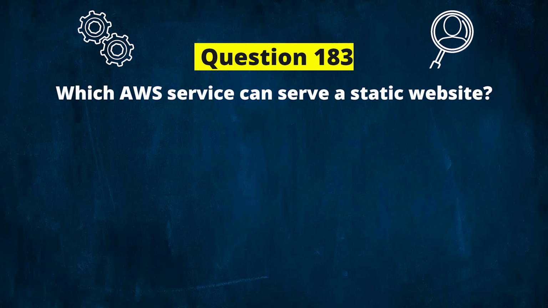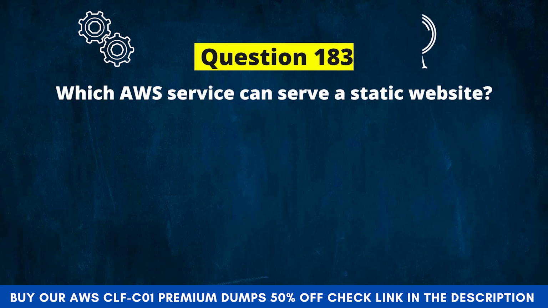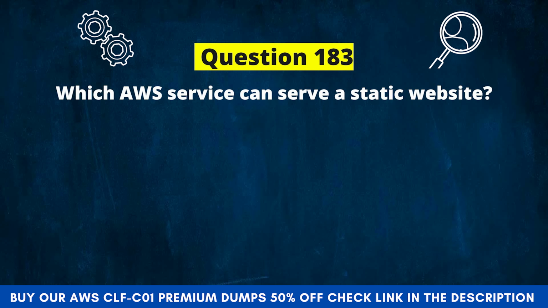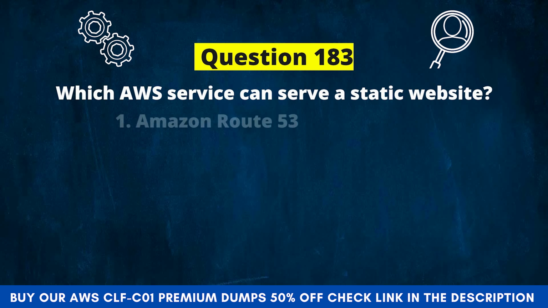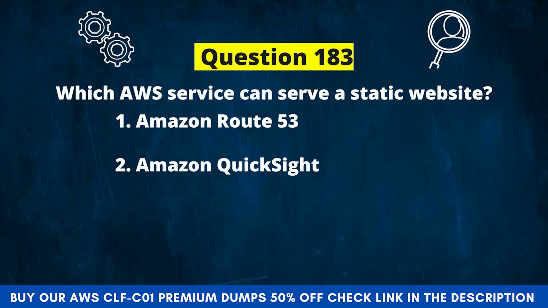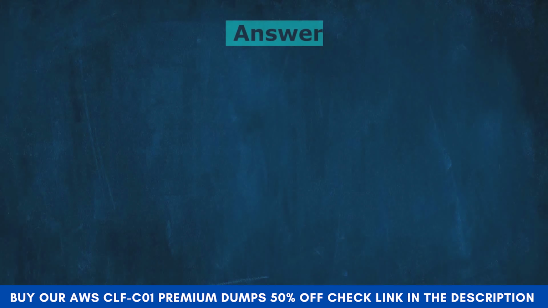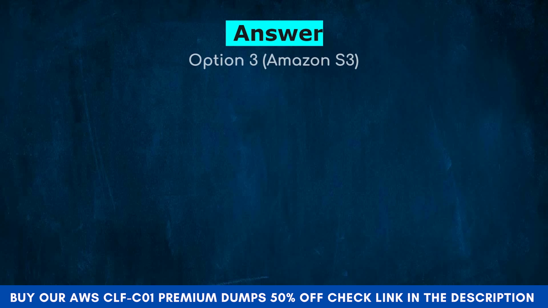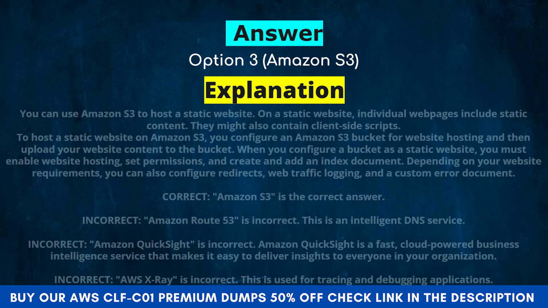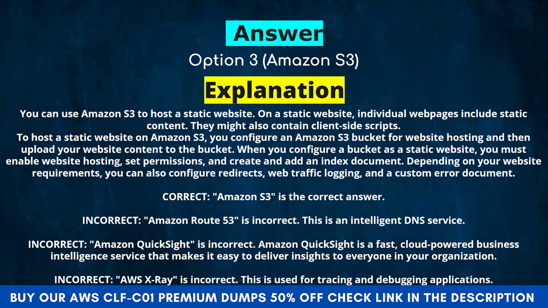Next question. Which AWS service can serve a static website? Now the options are: Option 1. Amazon Route 53. Option 2. Amazon QuickSight. Option 3. Amazon S3. Option 4. AWS X-Ray. And the correct answer is Option 3. Amazon S3. Explanation. You can use Amazon S3 to host a static website.